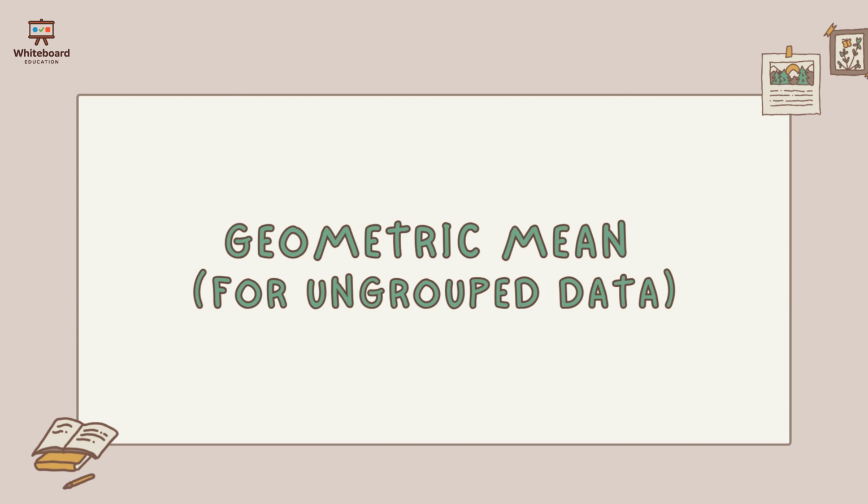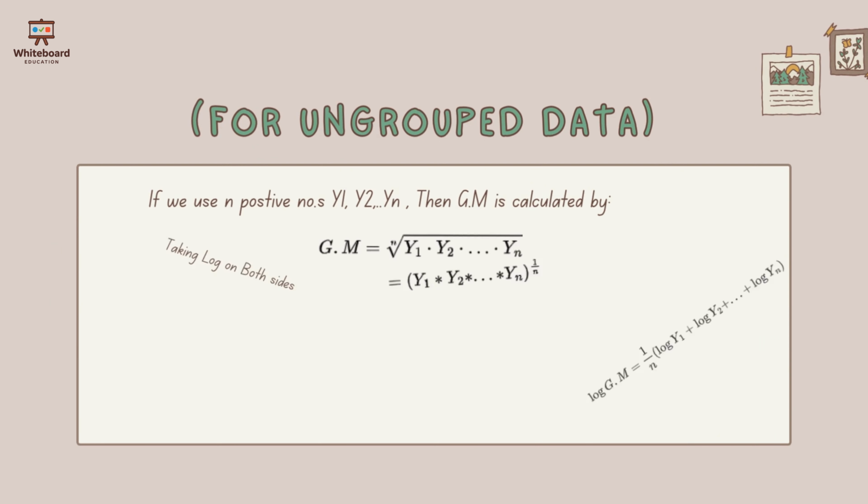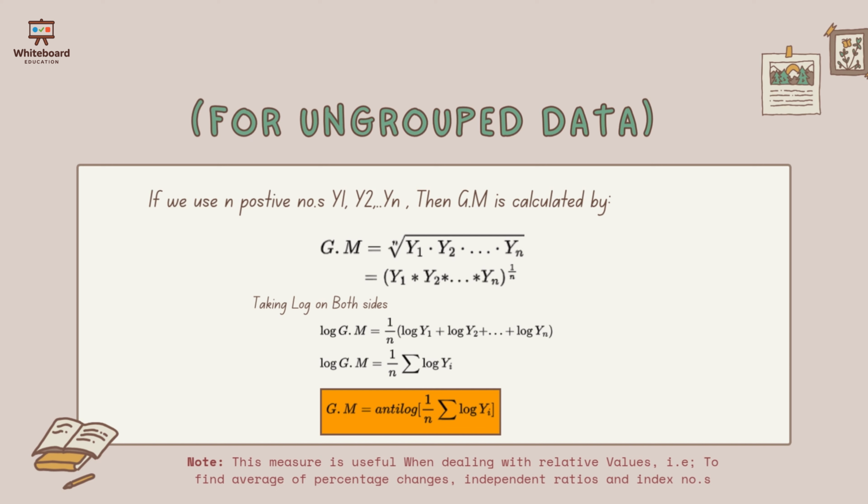For ungrouped data, if we have n positive numbers y1, y2 till yn, then the geometric mean is calculated by G.M equals the nth root of y1 multiplied by y2 till yn. Now if we remove the root, we raise the product to the power of 1 over n. Now take log on both sides.